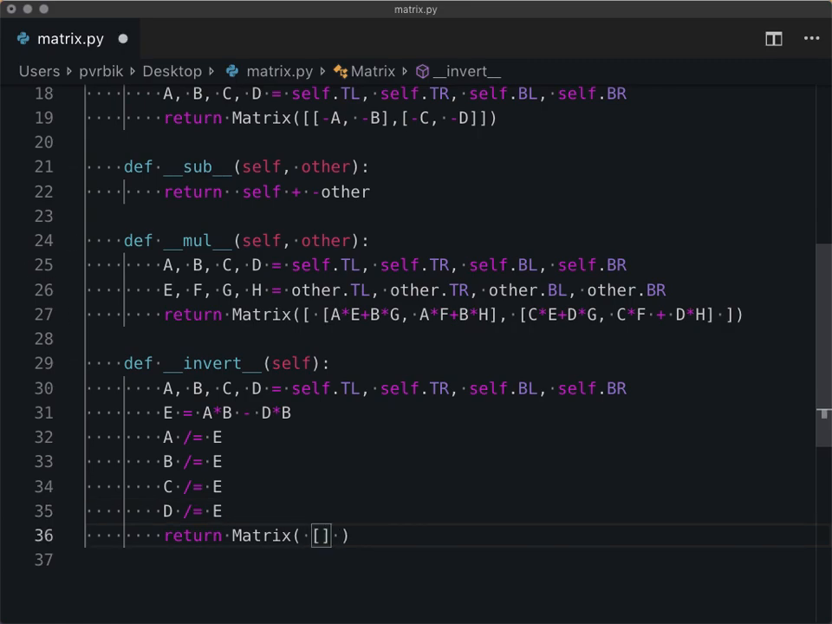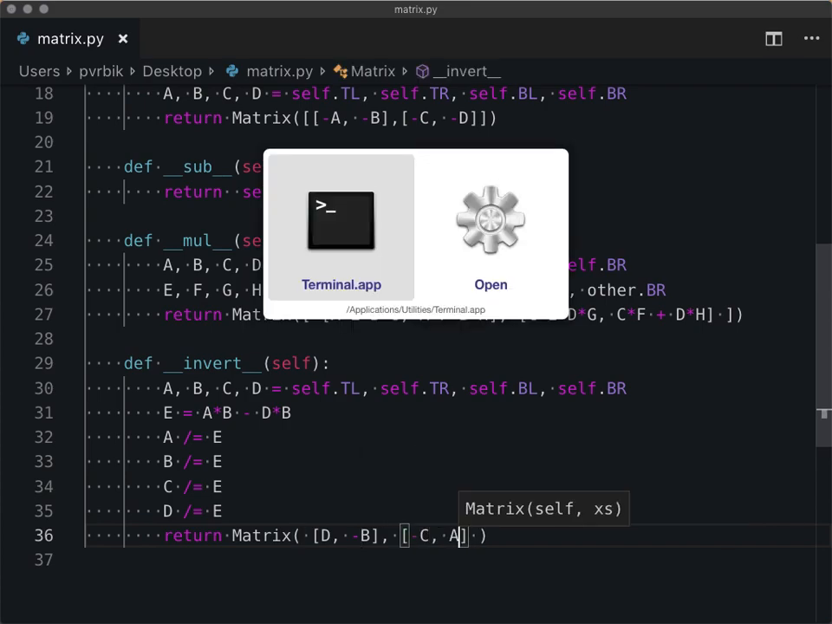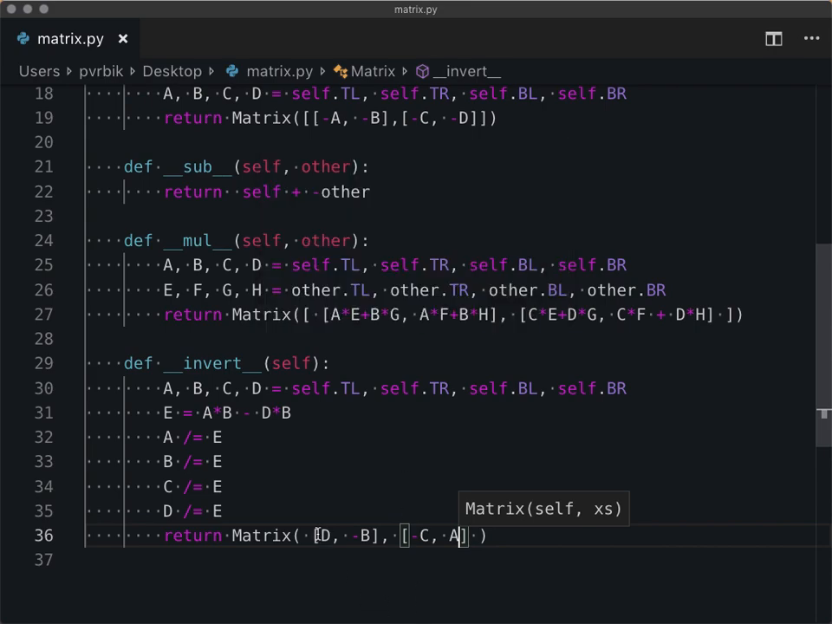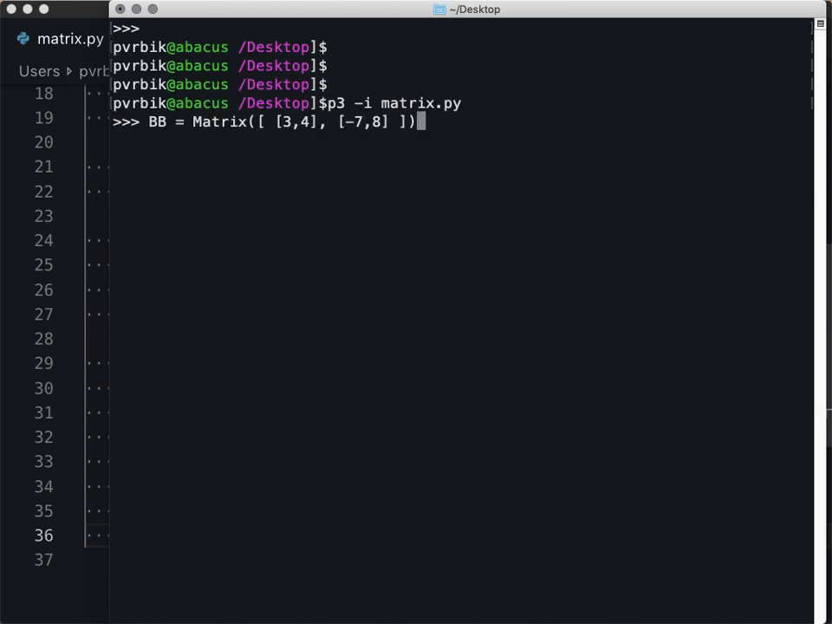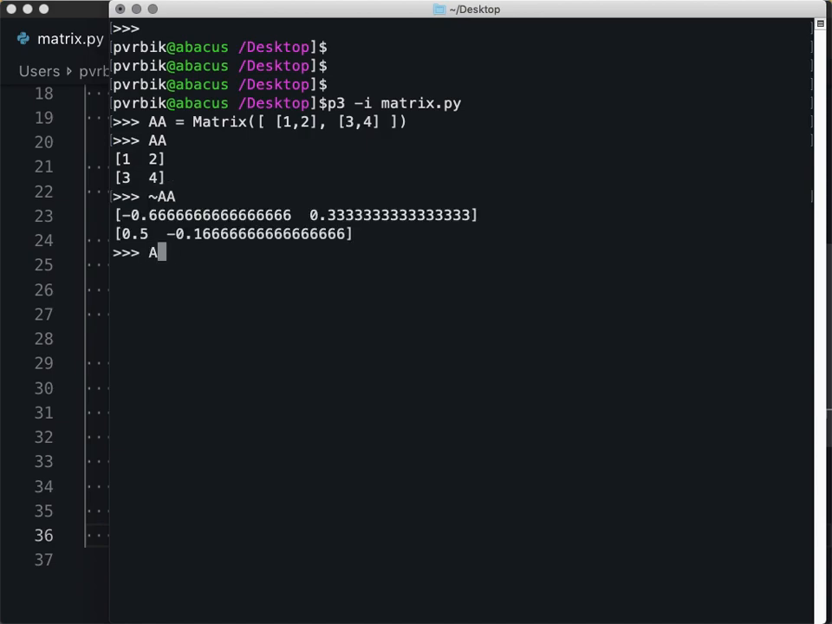So the matrix should be what? D, minus B, minus C, A. Okay, hopefully this will work. It won't, because that needs to be a list of lists. Okay, there's my AA. Hopefully I didn't pick a singular matrix. What's the inversion? Oh, inverse AA. What is AA times D?